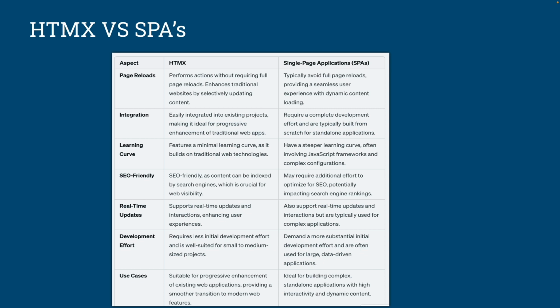On the other hand, SPAs are a go-to solution for developing complex standalone applications with seamless user experience, making them suitable for modern web platforms and data-intensive projects. The choice between HTMX and SPAs ultimately depends on the specific requirements, needs, and goals of your web development project.